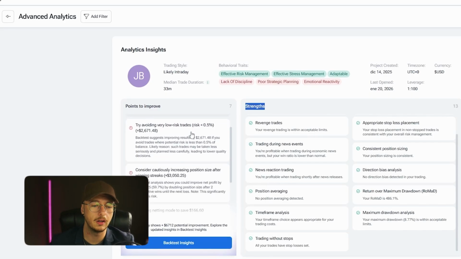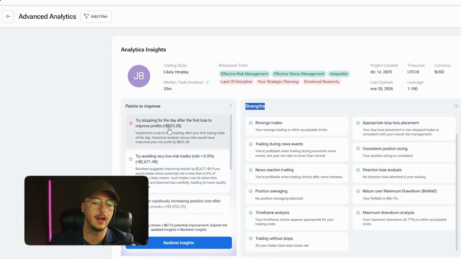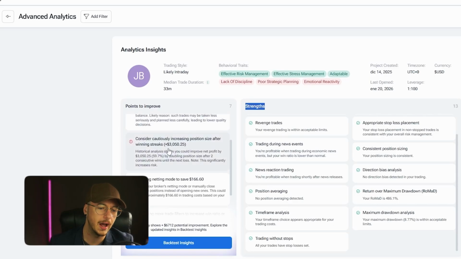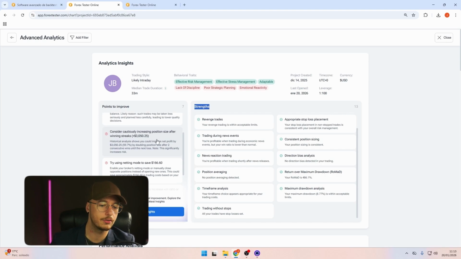And we can see many other things, like try avoiding low risk trades, with risks that are less than 0.5%, would have supposed me a gain of 26% in an account. This was supposed me 8.2%. And as well, consider cautiously increasing lot size after winning streaks could give me another 30% gain. And all these are stuff that we normally don't look at.